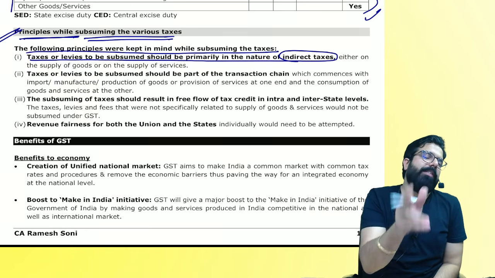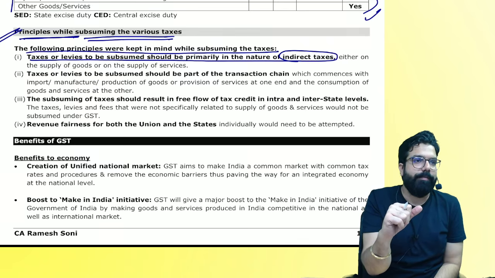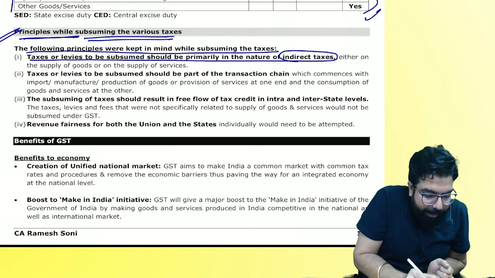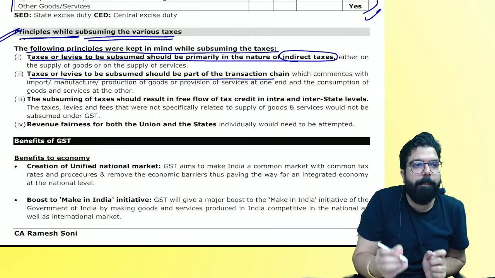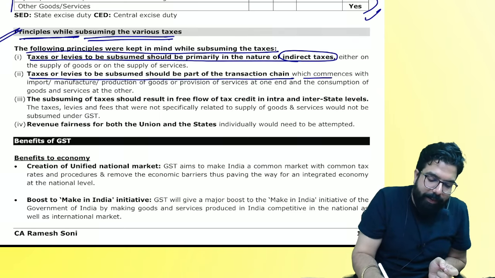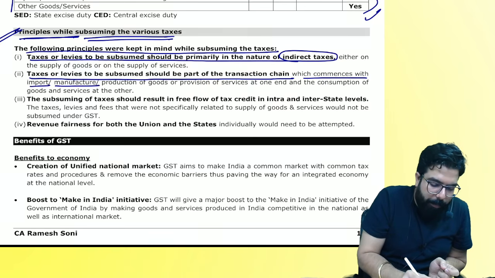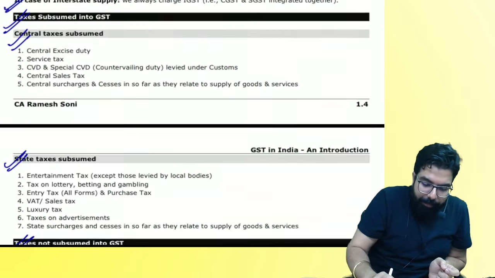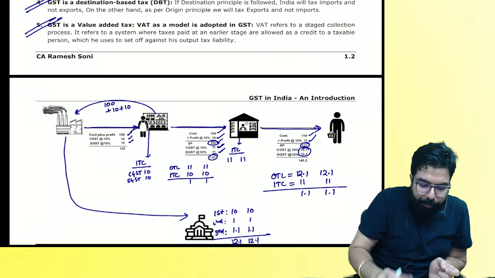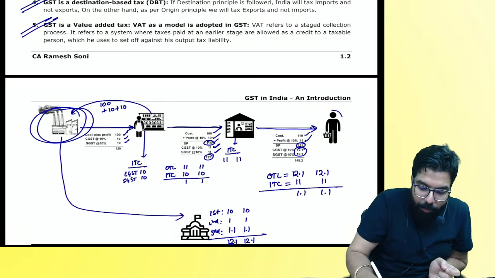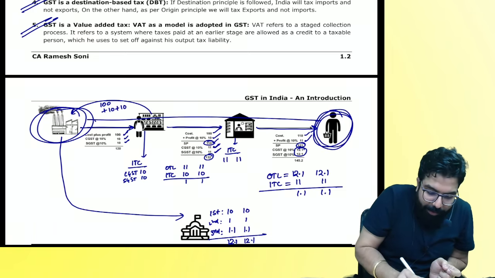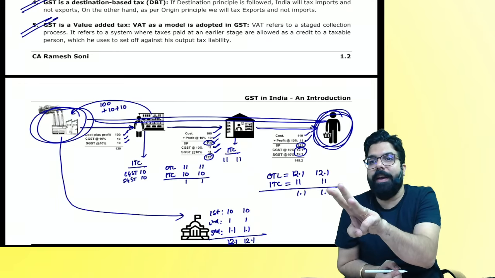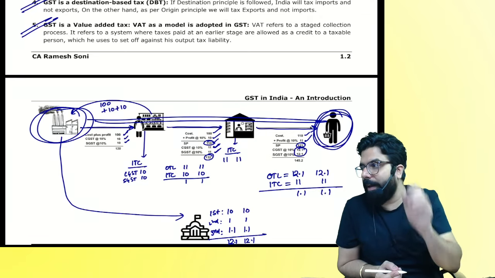Yes or no, everyone? Which taxes will they subsume? Direct tax or indirect tax? Indirect tax they will put in the fire, and what will come out, everyone? GST. Taxes or levies to be subsumed should form part of a transaction chain which commences with import or manufacture or production at one end and consumption at the other. Which taxes do they subsume? We started from manufacturing till consumption. In between, whatever CST was there, VAT was there, excise duty was there, they went ahead and subsumed it. Are we clear? Next.